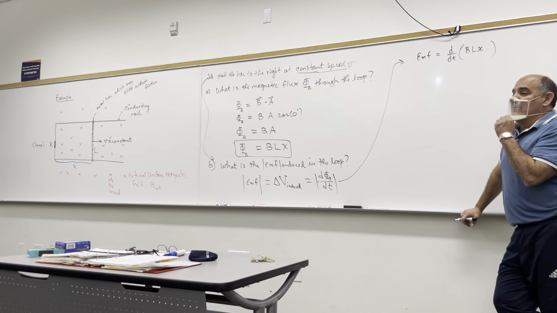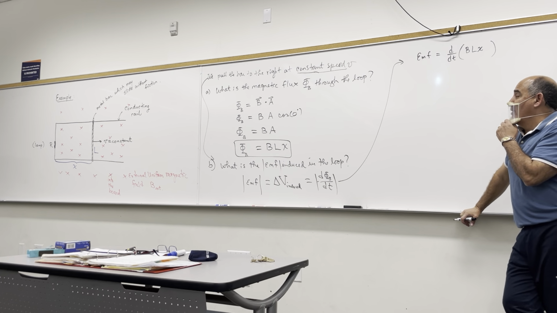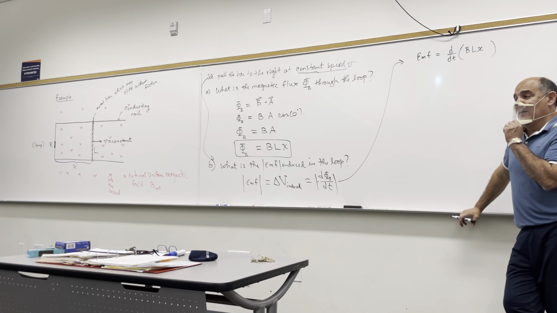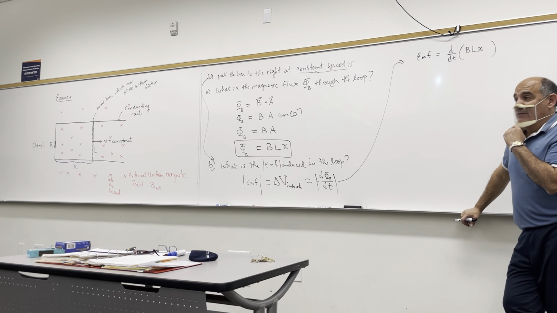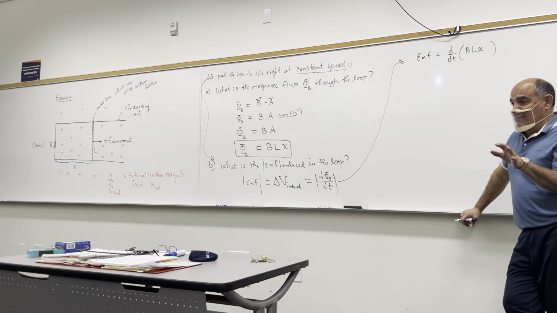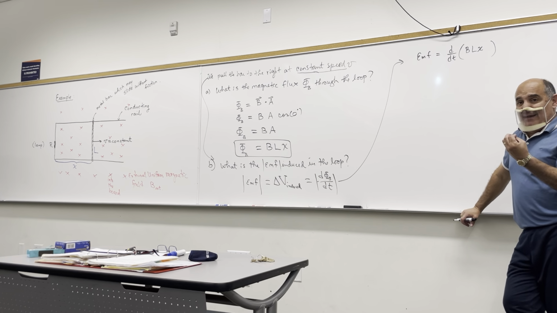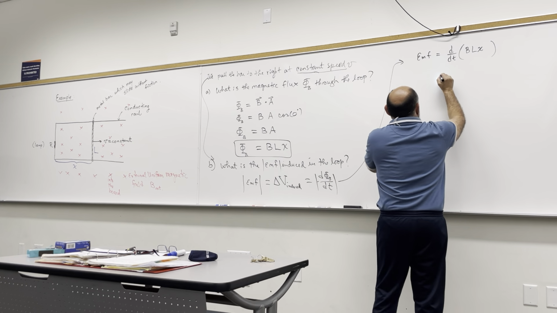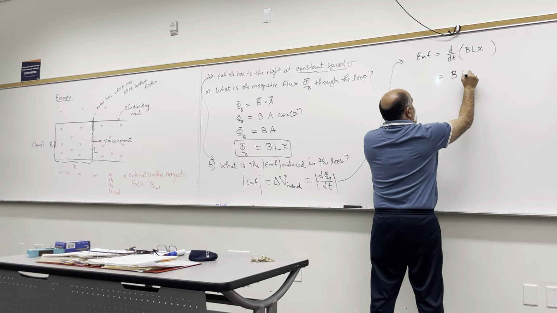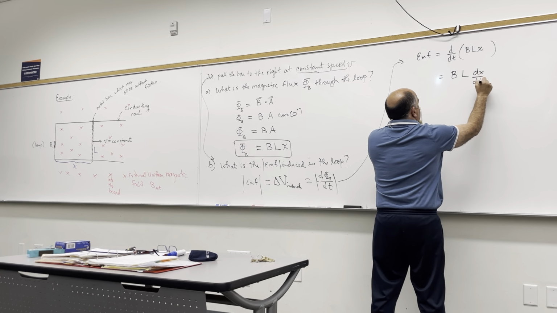Now, which of those parameters is changing with time? On which quantity should the derivative with respect to time be taken? X is changing with time. The length of the bar is not changing. That's a constant. And the magnitude of the magnetic field is constant. So this derivative acts on X, and I get B L dx/dt.